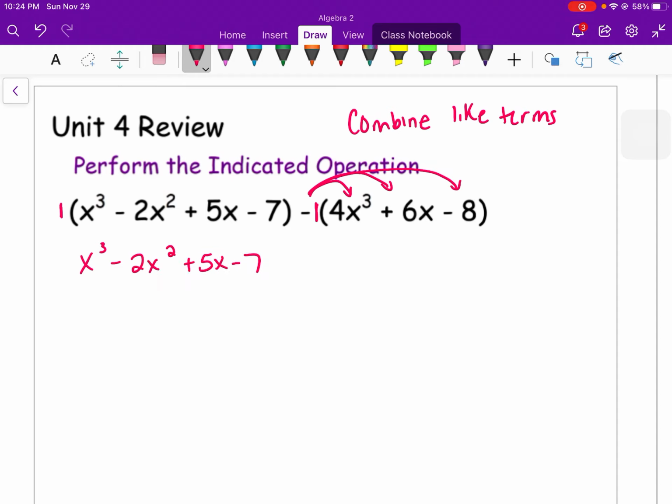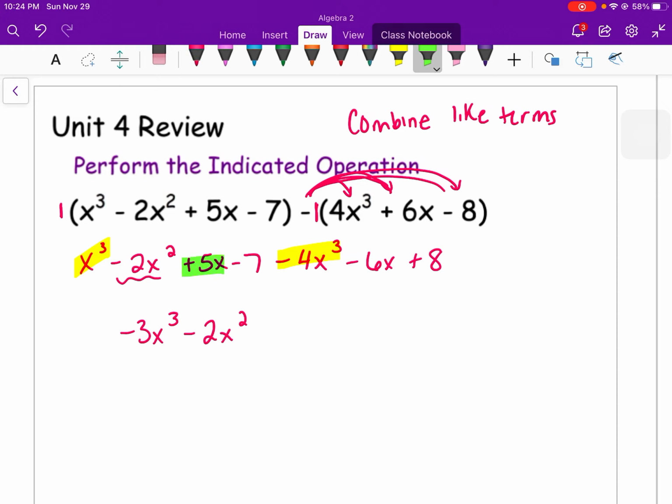But then you subtract, so -1 times 4x cubed would be -4x cubed. -1 times 6x is -6x, and -1 times -8 is +8. And then combine like terms from highest exponent to lowest. So x cubed minus 4x cubed would be -3x cubed. And then we just have one x squared term, so just -2x squared.